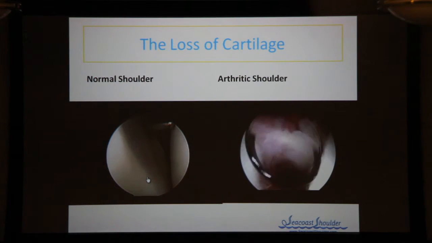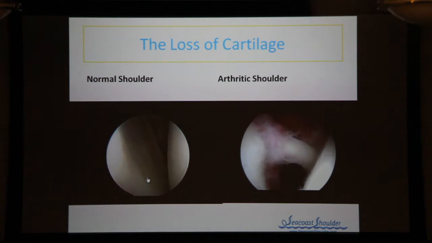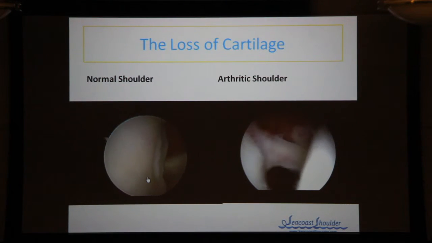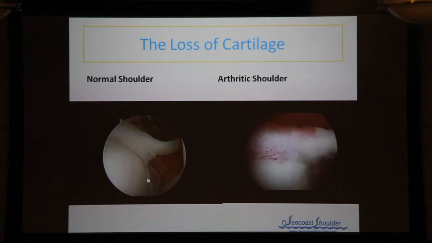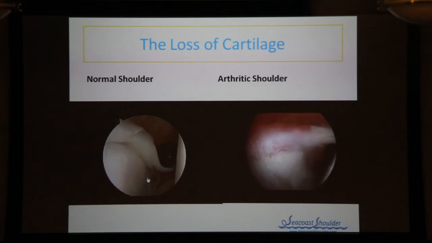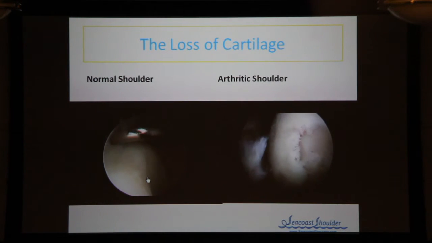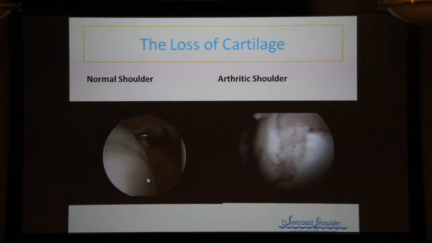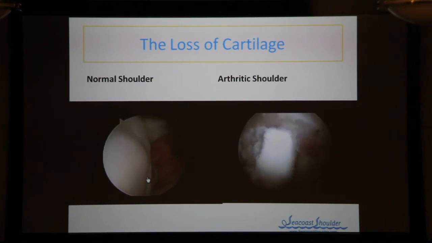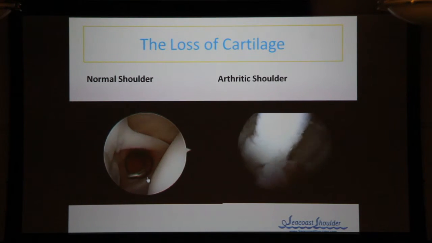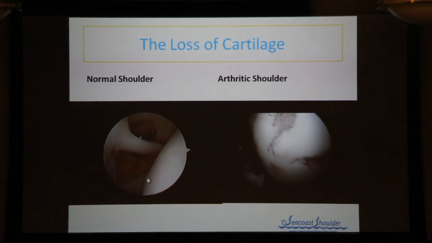So on the left, you have a normal shoulder with normal cartilage on the ball and socket. And on the right, again, you have an inflamed, red, something's wrong with the shoulder, arthritic shoulder. As I pull back, you can see the labrum on the right, the biceps tendon insertion is all kind of frayed, but here's the cartilage on the back of that shoulder. It's just all ripped off, and you're down to the bone.